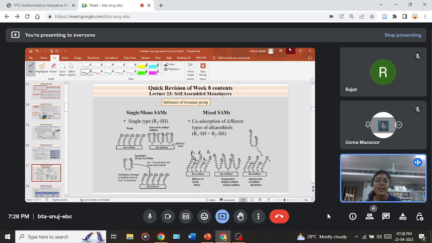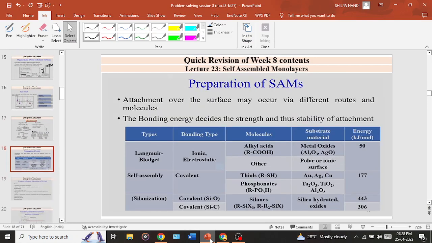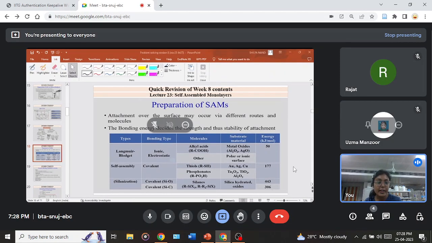In the case of mixed SAMs, co-adsorption of different types of alkane thiols occurs. As I said, different kinds of substrate help you choose different kinds of ligand head. Here several molecules like alkyl acids, thiols, phosphonates, and silanes are given, referring to their particular substrate materials.